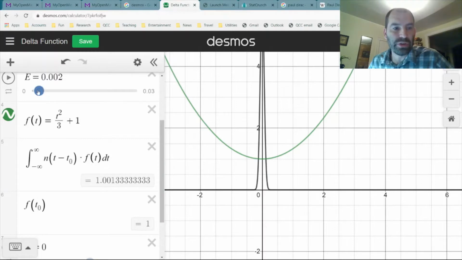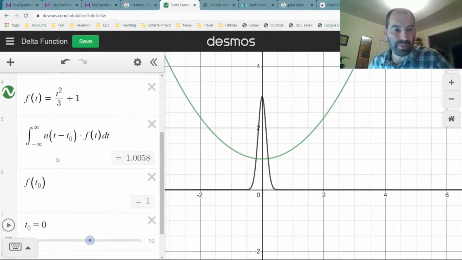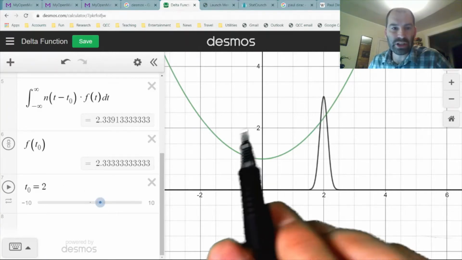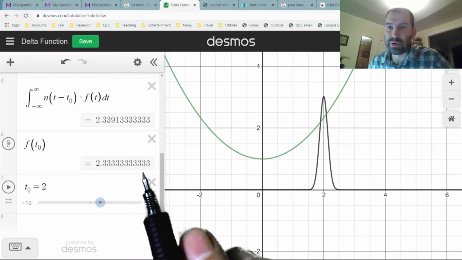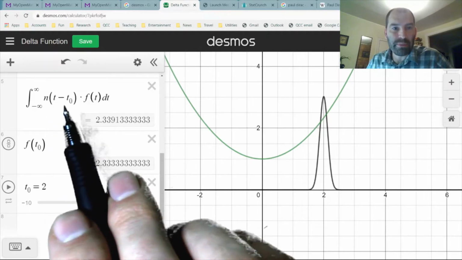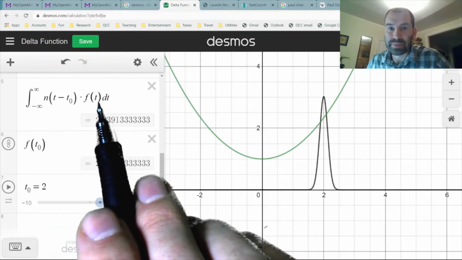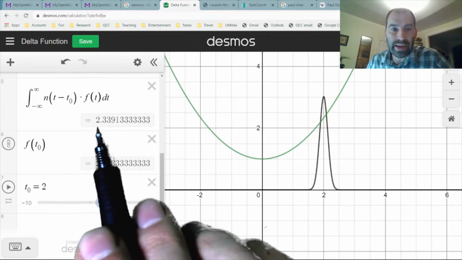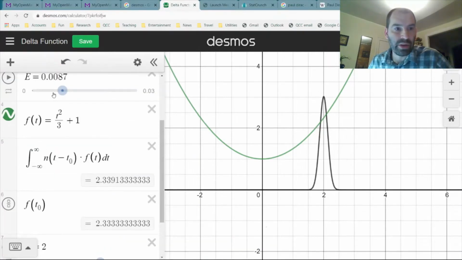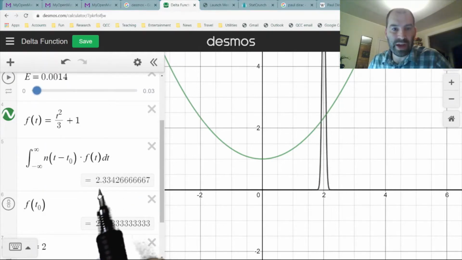Now, this is true no matter where I put this bump. If I shift the bump over here to 2, the value of my function is 2.33333 repeating, 2 1/3. When I multiply the bump times the function and integrate it, I get something close to that. And as I make, again, the width of the bump narrower and narrower, we can see that these values approach the value of the function.